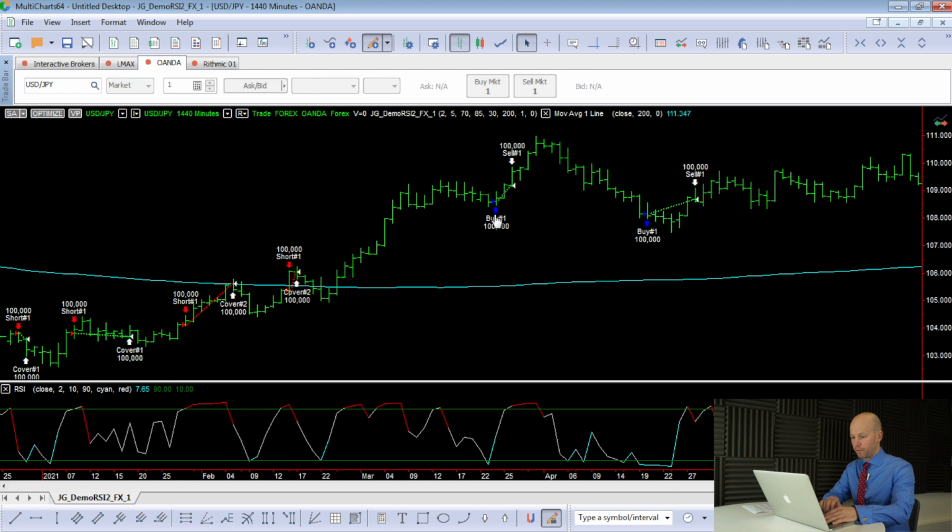So, long example here, look, RSI has closed below 10. We buy at the open of the next bar. Then the RSI closes above 70 and we get out at the open of the next bar. Short trades: RSI goes above 90 and we short on the open of the next bar. If it closes below 30, then we cover on the open of the next bar.